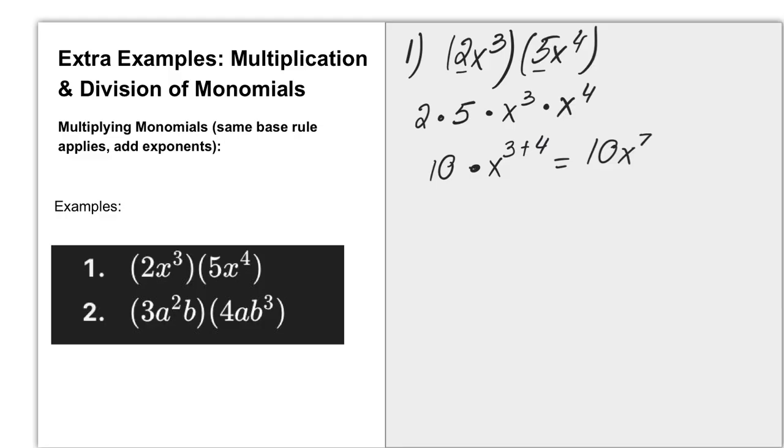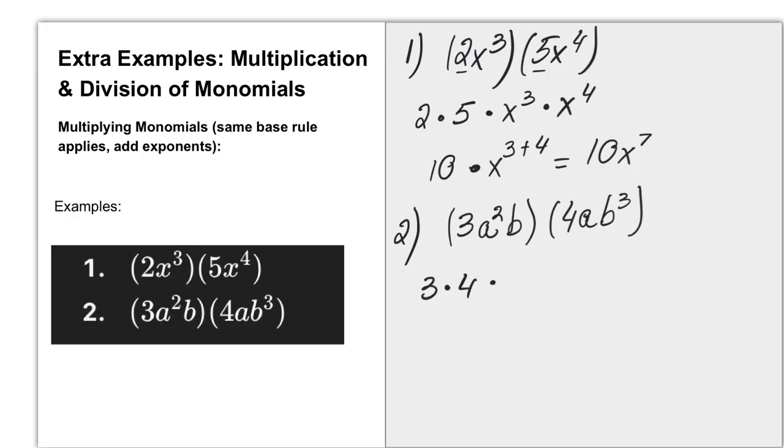All right, let's do the second example. This seems a bit more complicated, but it's not, because we will achieve the same goal by separating and identifying what is happening here. So again, we're going to separate 3 times 4, and then bring the same bases together. Remember that when a doesn't have an exponent, it's an exponent of 1, raised to the first power. And then b raised to the first power times b to the third power.